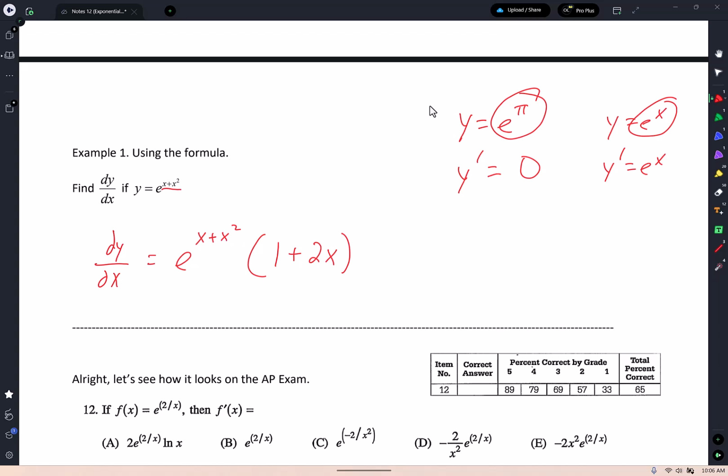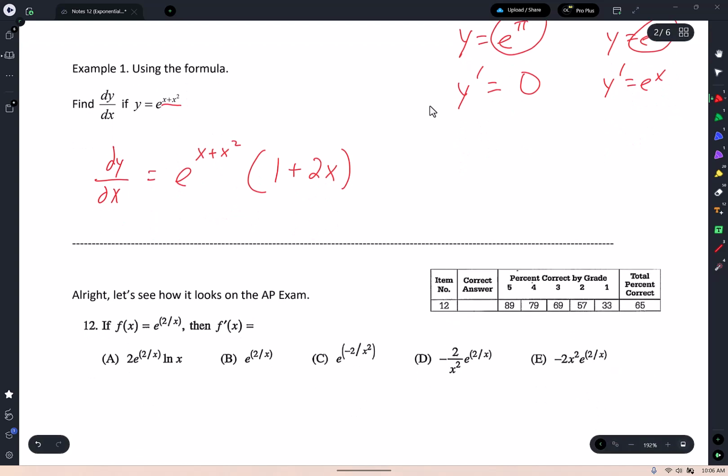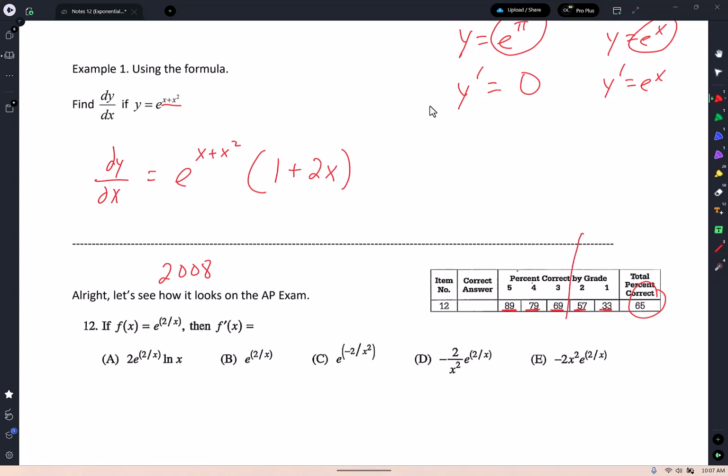Are we cool? Okay. This is from, I want to say, a 2008 AP exam. 65, let me tell you how to read this. 65% of the total population got it right. Out of the 5s, 89% got it right, 79% of the 4s, 69% of the 3s, 57% of the 2s, and 33% of the 1s. So, what's the difference between qualifying and not qualifying? I think the ones that are qualifying are getting these questions correct.